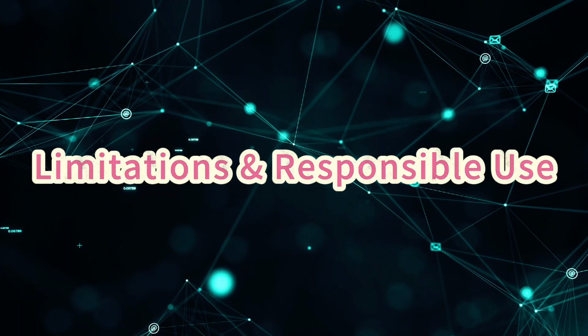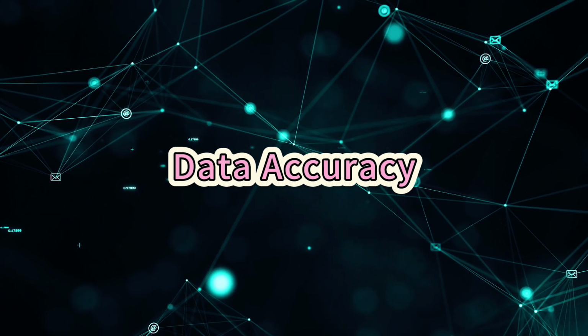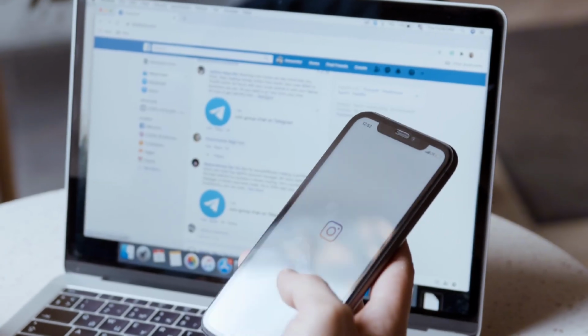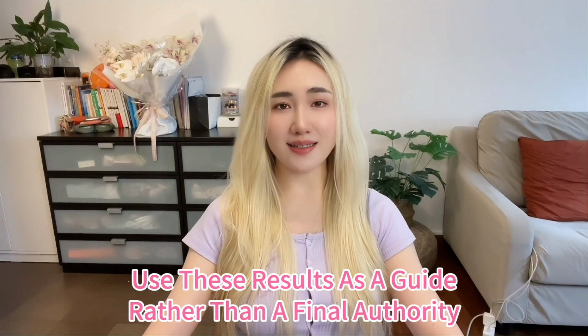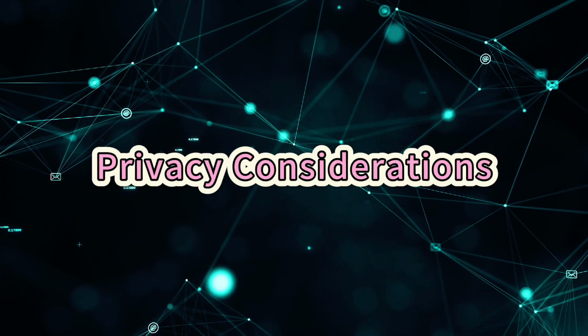As powerful as ChatGPT's search function is, it's important to understand its limitations and how to use it responsibly. First, let's talk about data accuracy. Since the search function pulls information from the web, the results depend on the quality and the reliability of the sources available. While ChatGPT aims to provide accurate answers, not all online information is perfect and accurate. So it's best to use these results as a guide rather than a final authority, especially for critical decisions or high-stakes data.